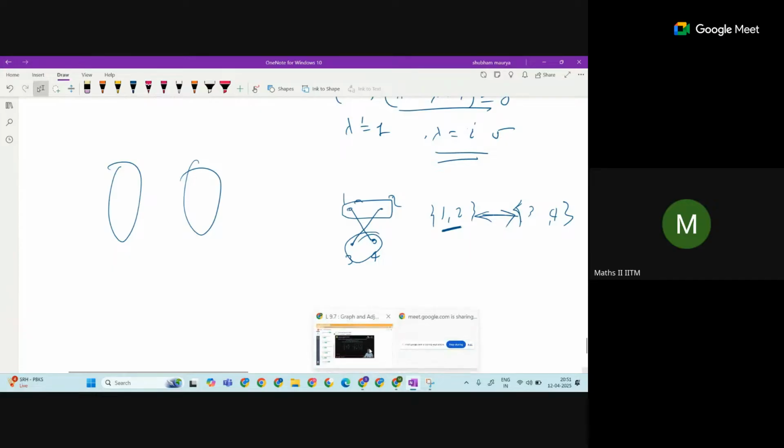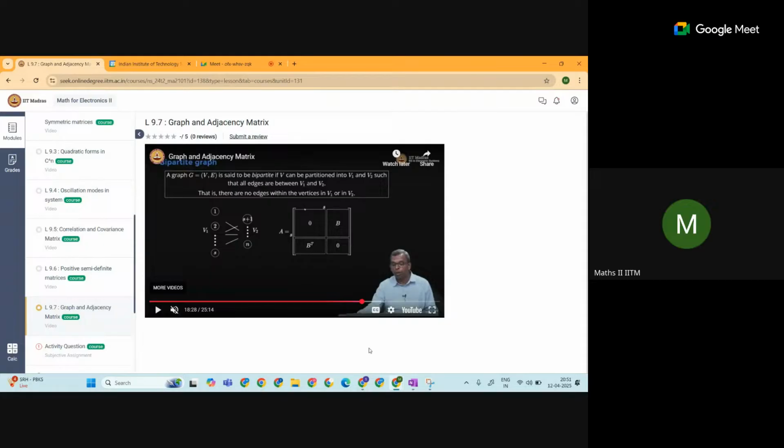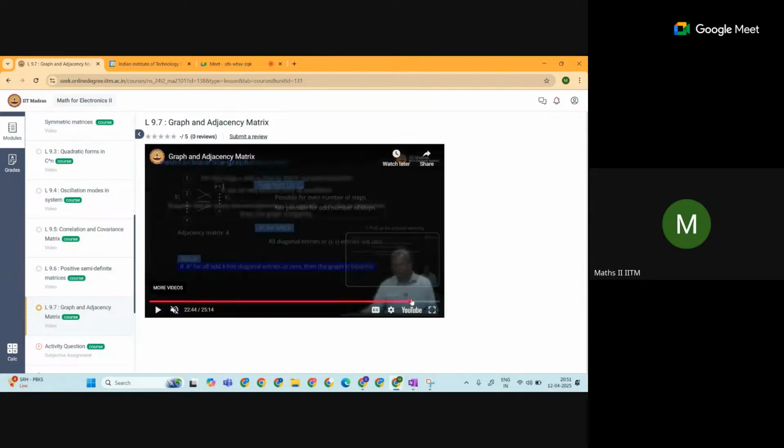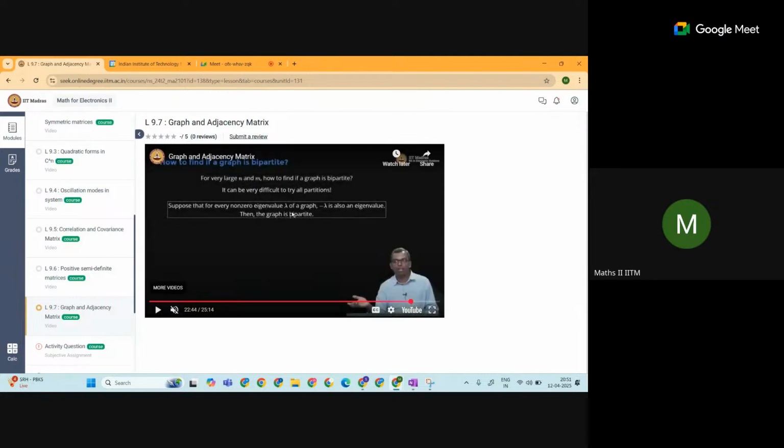So if you have the adjacency matrix of a bipartite graph, then the eigenvalues can easily tell you whether your graph is bipartite or not. It's already mentioned there. Okay. If lambda is there, minus lambda should also be there. If such a thing is there, then your graph is bipartite. If the eigenvalues are like 2 and minus 2, 4 and minus 4, then your graph is bipartite. So you can remember all this.